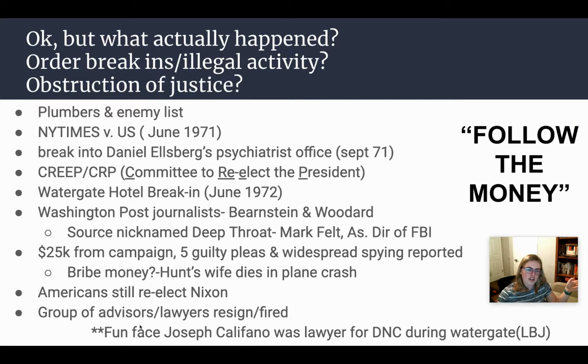The last thing I'll mention on here, I'm not going to talk about this because it's something we didn't do, but there is a group of advisors and lawyers that resign or are fired. And this is Nixon essentially being like, don't look, I solved the problem. I let all these bad people go. I cleared house. Don't look at it anymore. Everything is fine. But they're going to continue to follow.